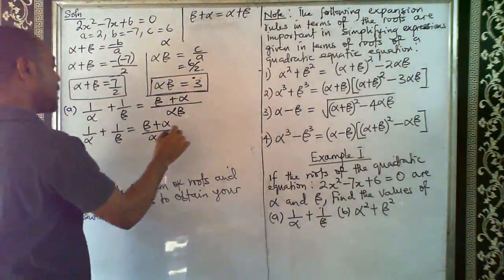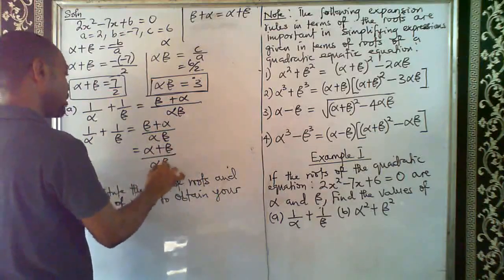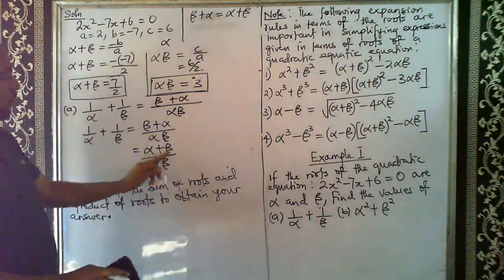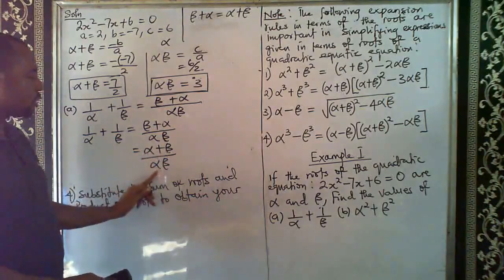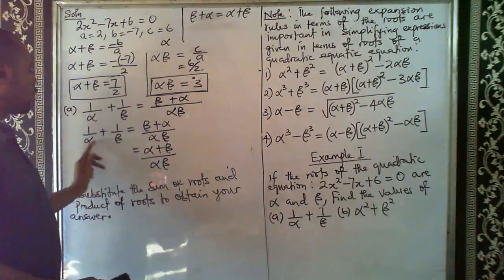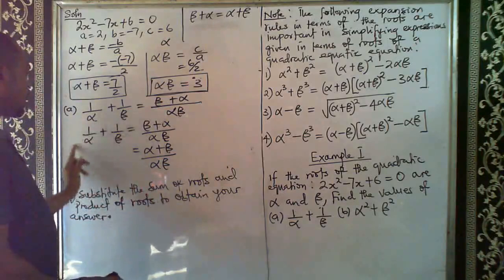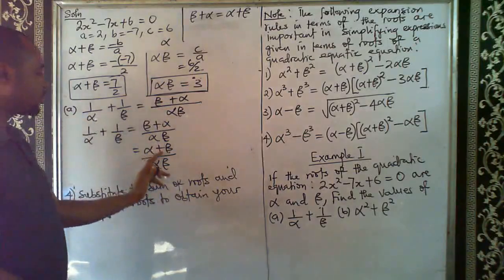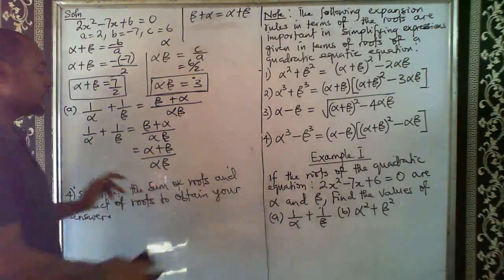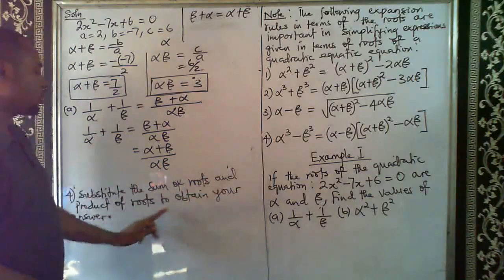So I can still write this as alpha plus beta over what? Alpha beta. Now we have transformed the whole of this to be in the form of sum of roots and product of roots. They asked us to find the value of this, but we cannot actually find it because it is not in terms of sum of roots and product of roots. So the first thing we did is to transform it. We have expressed it in terms of the sum of the two roots, and then in terms of their product. Since we have done that, the last step is to substitute the sum of the roots and the product of the roots to obtain your answer.